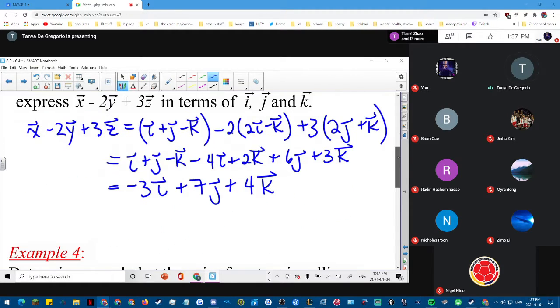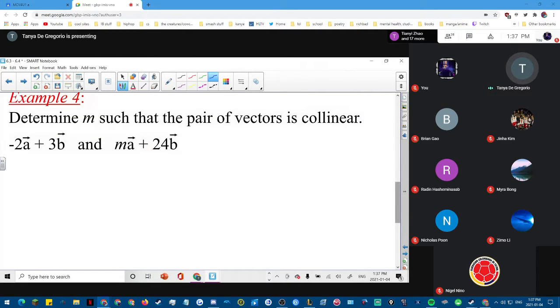Okay, next example. Determine m such that the pair of vectors is collinear. So you need them to be collinear. In order for them to be collinear, you know that they're being multiplied by some scalar multiple. A lot of you should be able to look at this and just figure it out, because we know that it has to be a scalar multiple. So I know that 3 times 8 is 24. And so I have to have the same multiple, so it's going to be negative 2 times 8, which is negative 16.